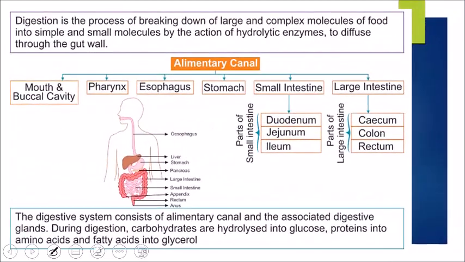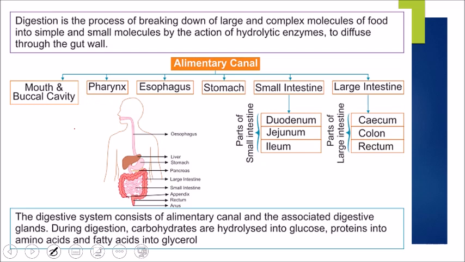So, beginning with the definition of digestion, it is the process of breaking down larger and complex molecules of food into simple and small molecules by the action of hydrolytic enzymes. Now, why is it important? Because it has to diffuse through the intestinal wall or through the gut wall.